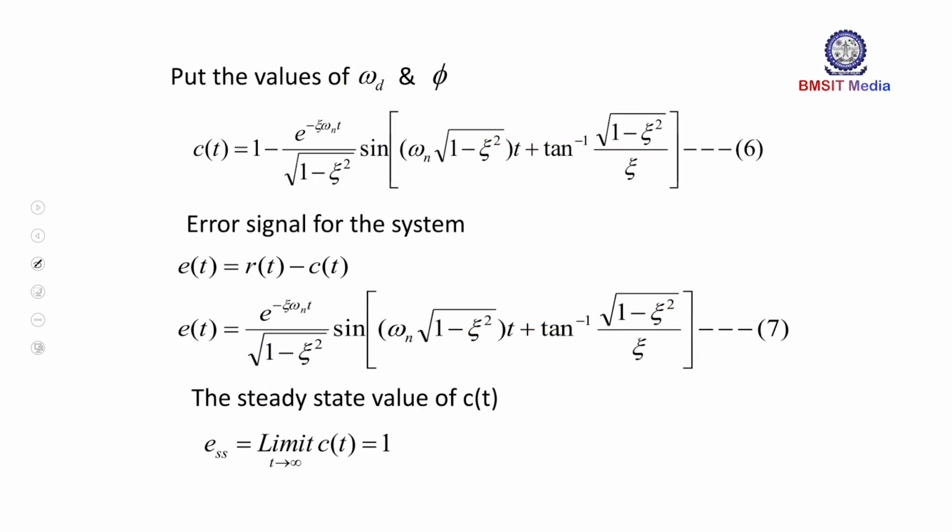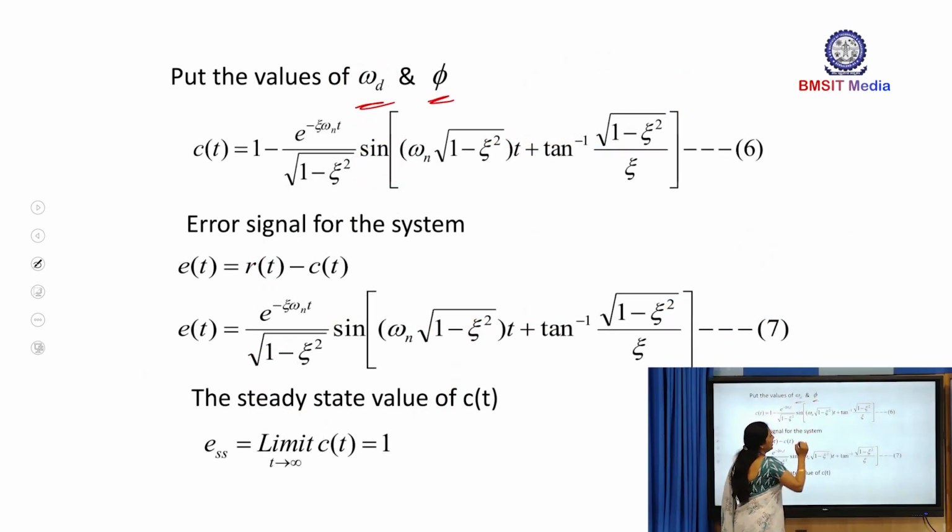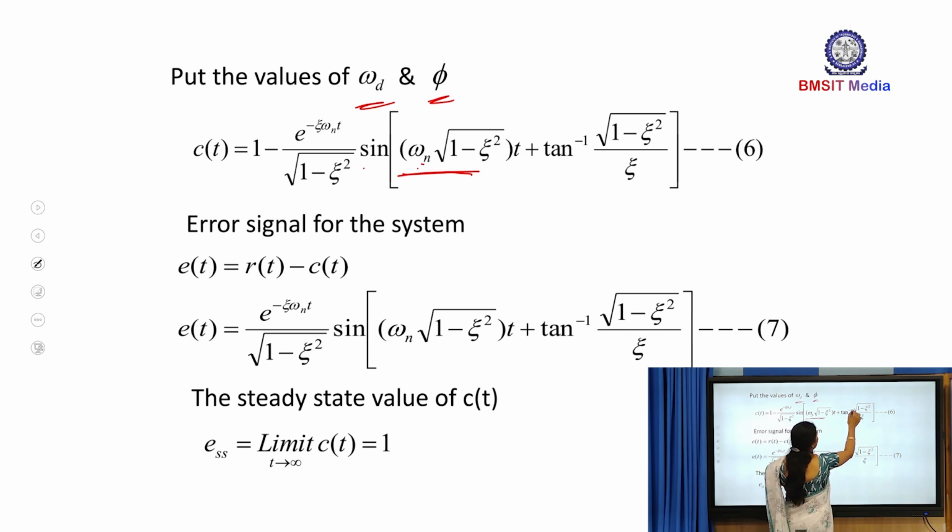Now let us put the value of omega d and phi in the previous equation. So here what will happen? Sine of omega n, substitute that omega d as omega n into root of 1 minus zeta square into t, plus what is the value of phi? The value of phi is nothing but tan inverse of root of 1 minus zeta square divided by zeta.